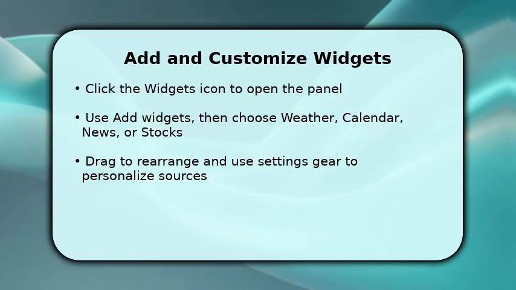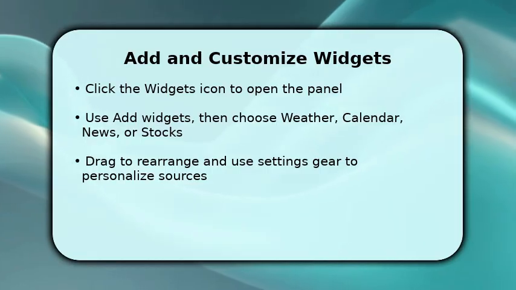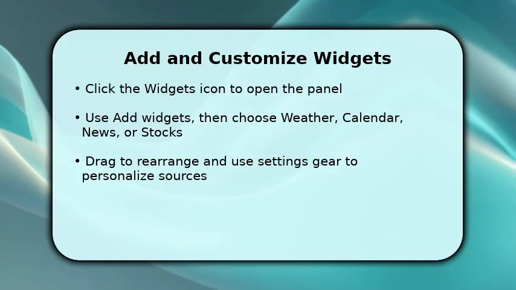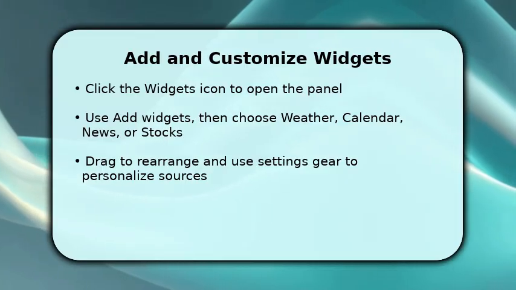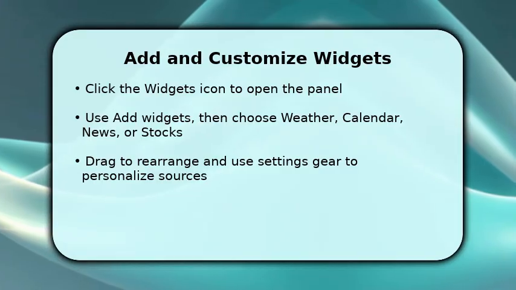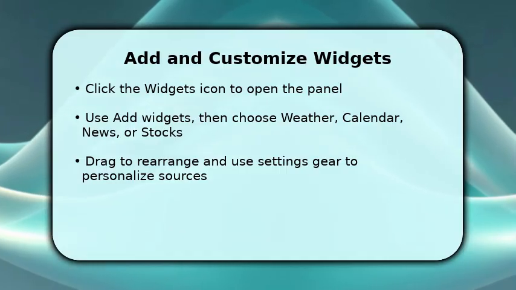Tap Add Widgets and pick the ones you want, whether calendar, news, or stocks are common choices, because each offers quick glance info without opening apps. Once widgets appear, drag them to rearrange the layout and resize if supported. Use the settings gear on an individual widget to link accounts or pick locations. This ensures the data you see is relevant and up to date.